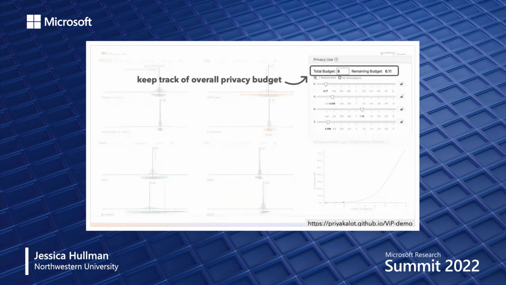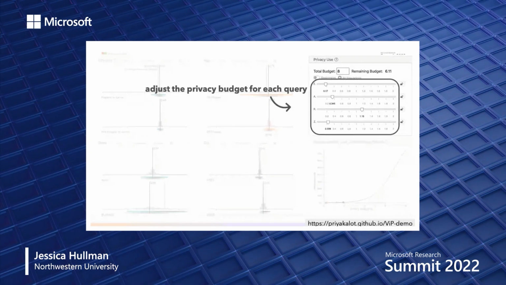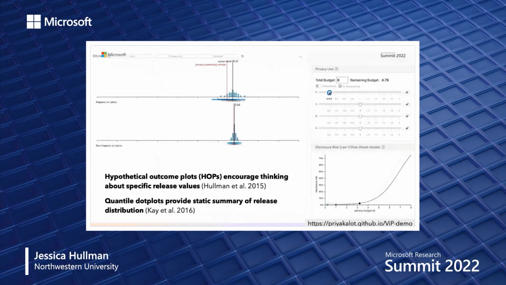First, let's look at the privacy use panel, which is the starting point of interaction. Here, the user can set a total privacy budget, and they can play with different ways of allocating it across a set of queries they've specified by dragging sliders. They can also set query-specific epsilon values independently if they want, or they can use a responsive mode where changing the epsilon for one query increases or decreases the others by equal amounts to preserve the total budget.